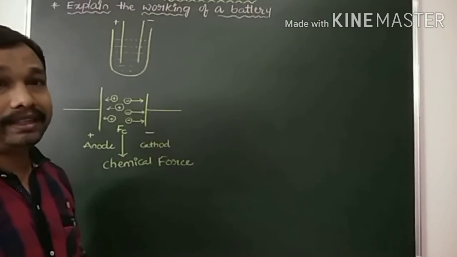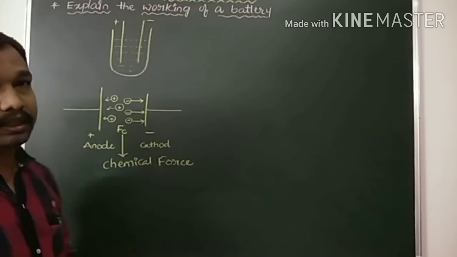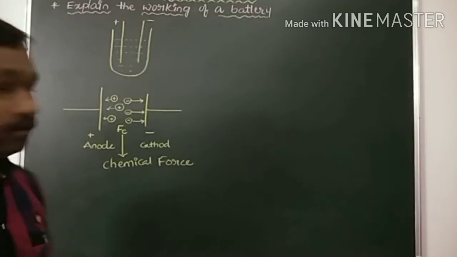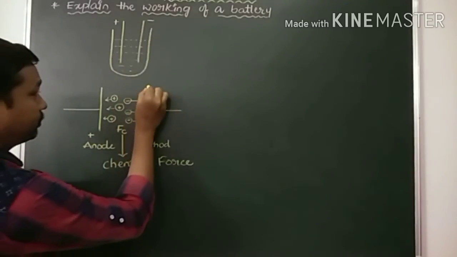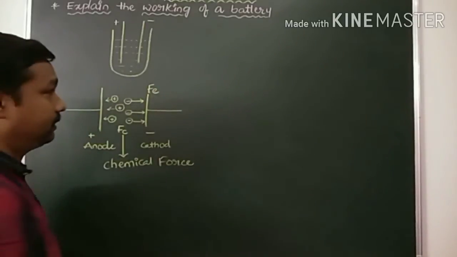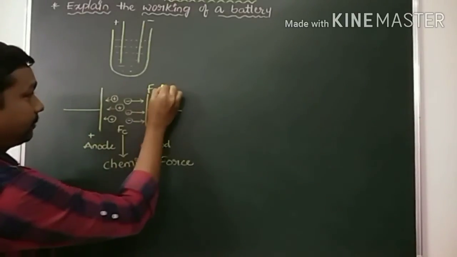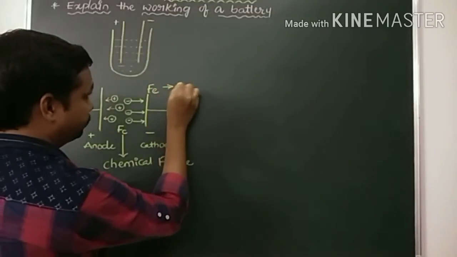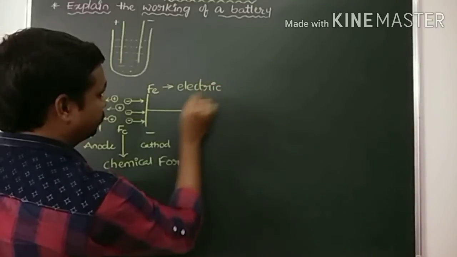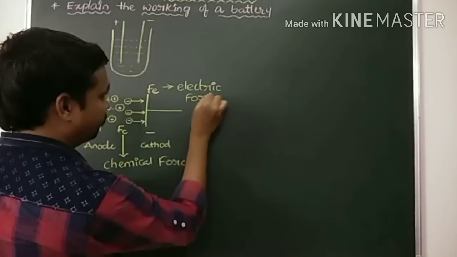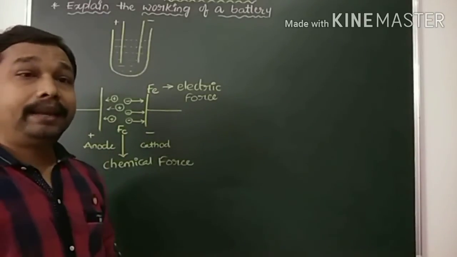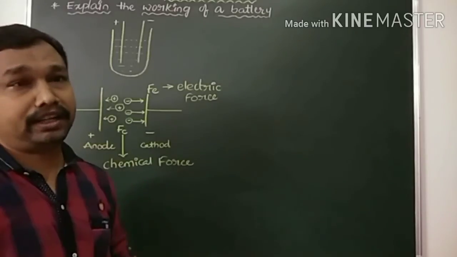Here, the repulsion by the electrode is called the electrode force or electric force. The force by the electrodes is called Fe. This is the repelled electric force. When they get balanced, here is the condition.